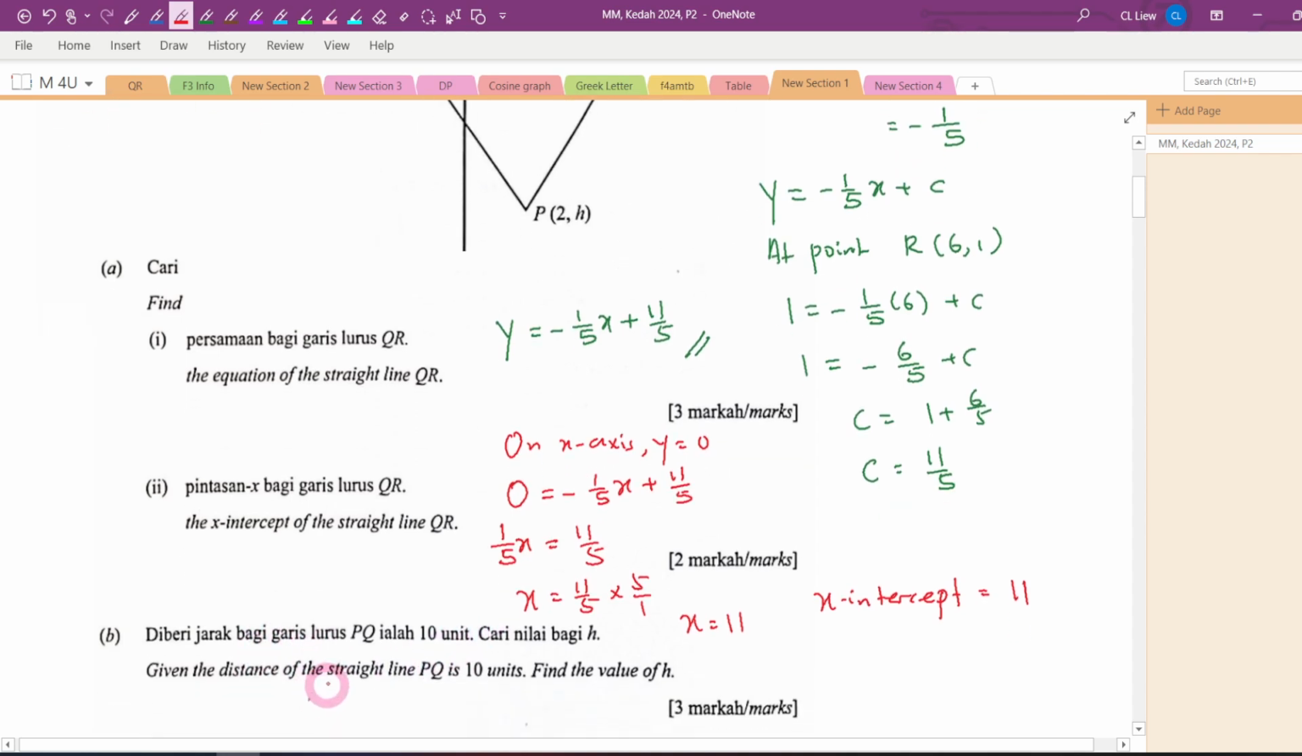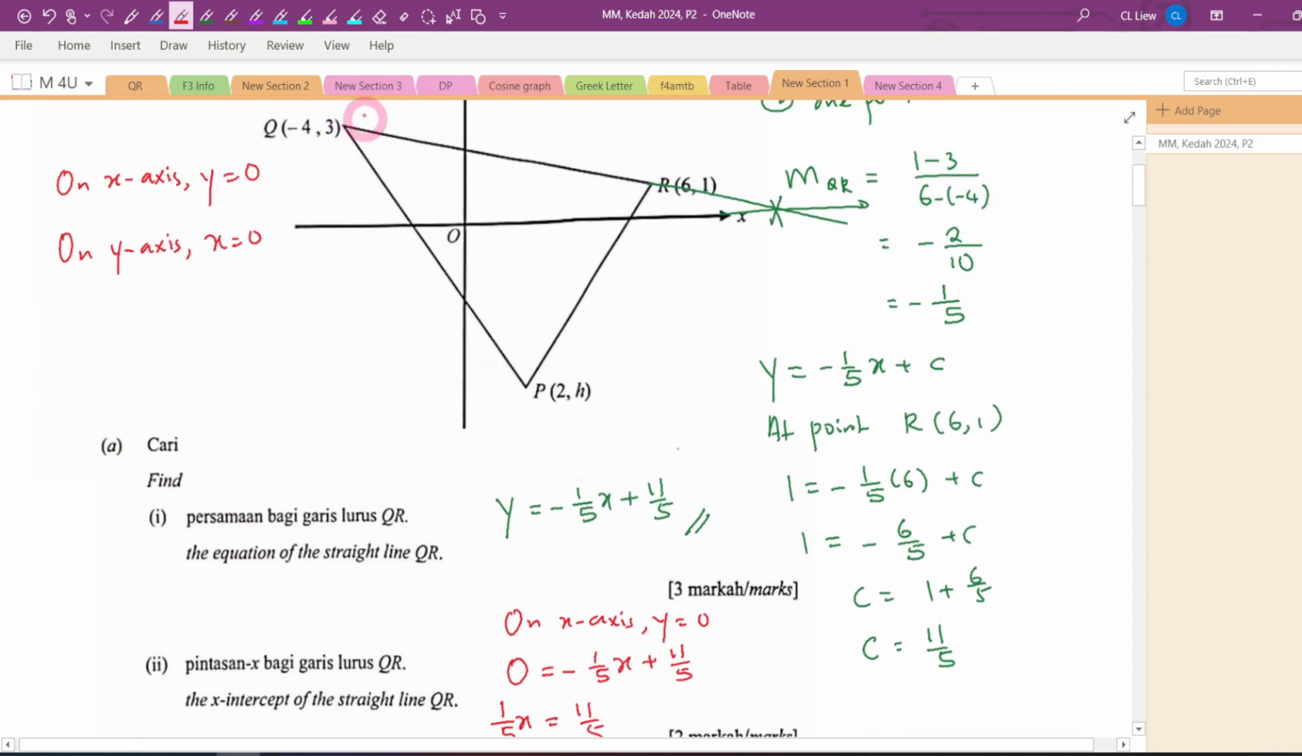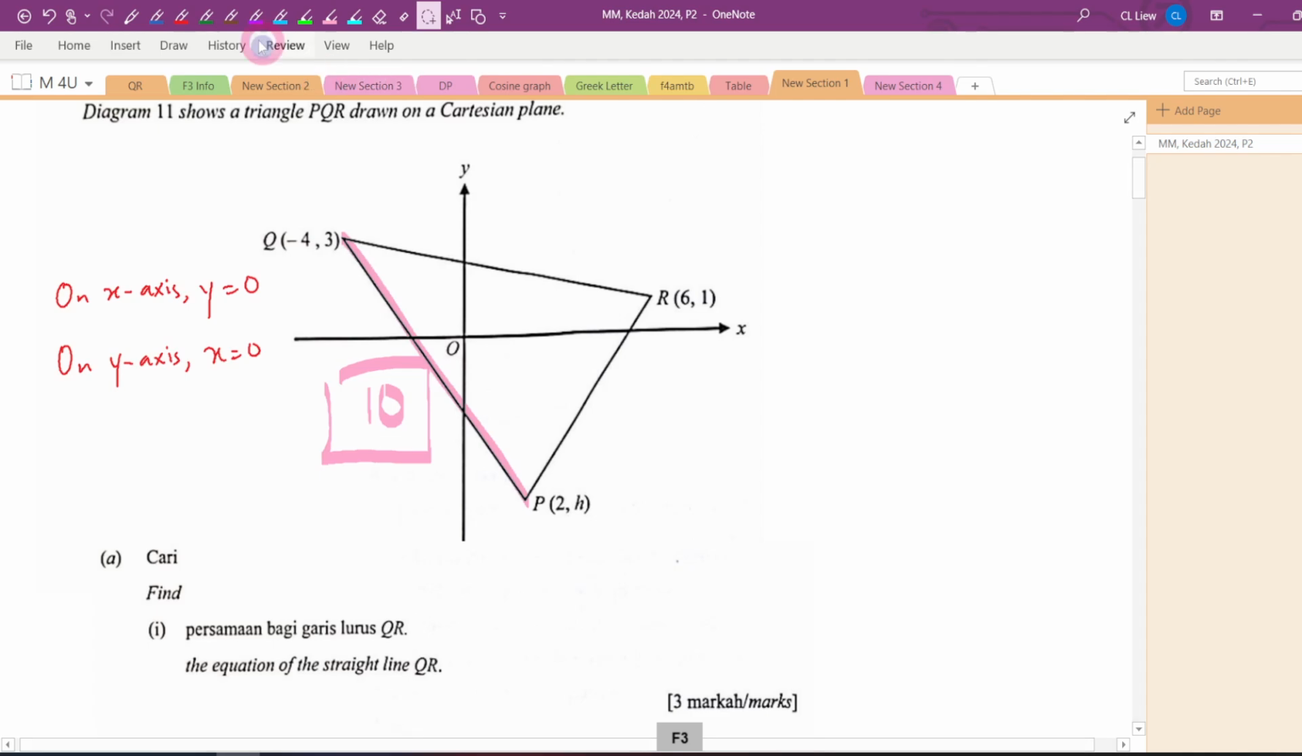Now let's go to part B. Given the distance of the straight line PQ is 10 units, find the value of h. So the distance of PQ is 10 units. We want to find the value of h. How do we find the distance between 2 points? Still remember the formula? Distance between 2 points is x2 minus x1 squared plus y2 minus y1 squared, and then we square root this whole thing. Then we will get the distance between the 2 points.